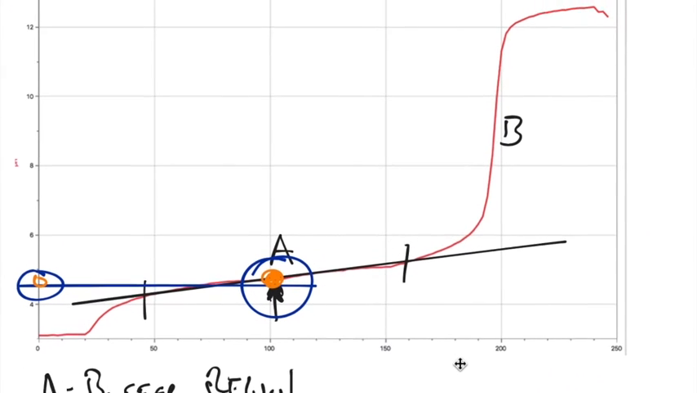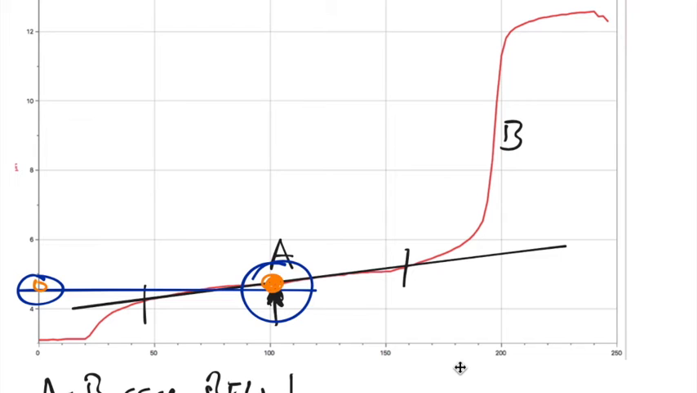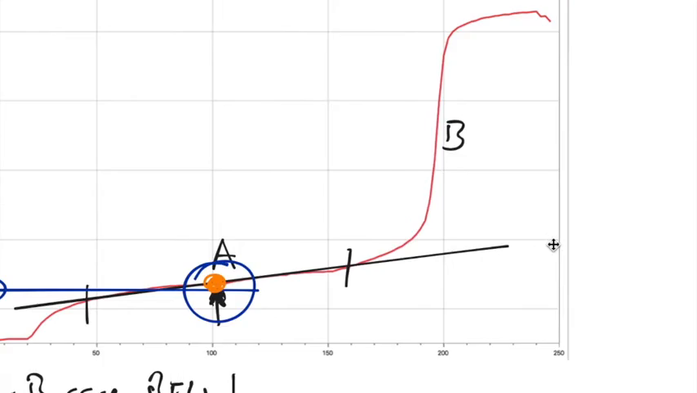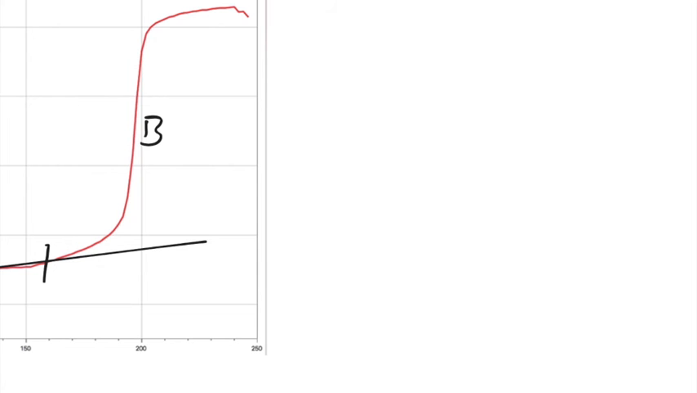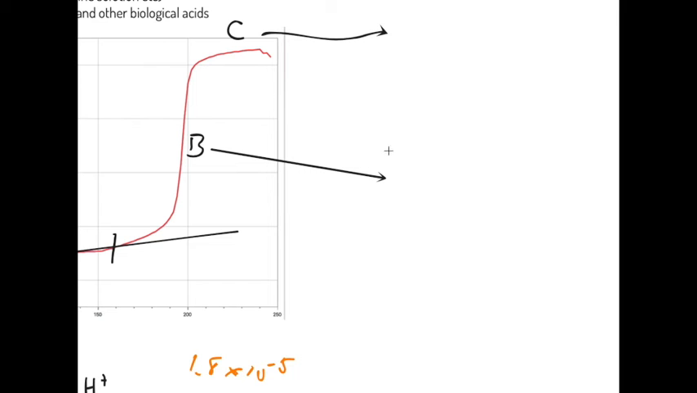The second part of our graph looks at B. B is the equivalence point. The equivalence point here is exactly what you would have expected to see. The amount of acid and the amount of base are the same. The whole thing is neutralized. We end up then with our equivalence point.